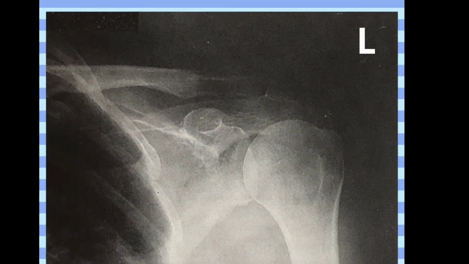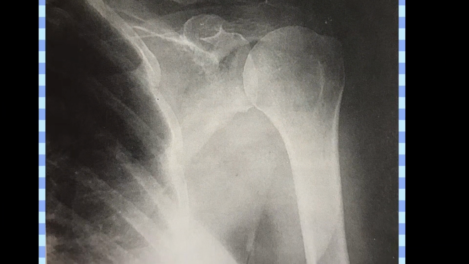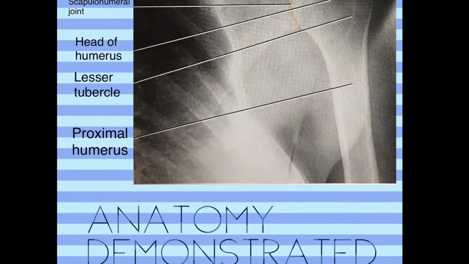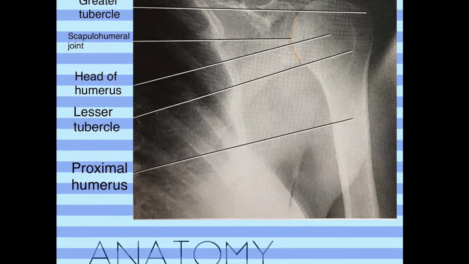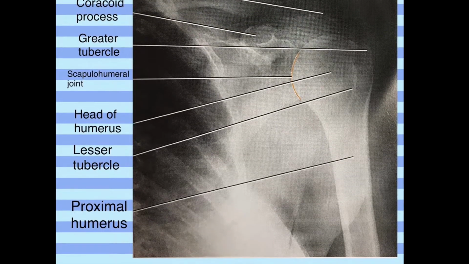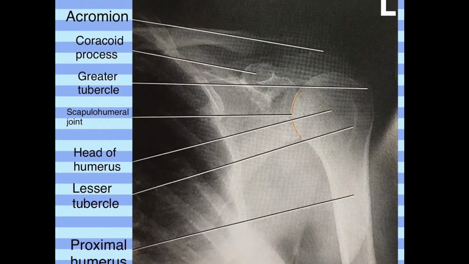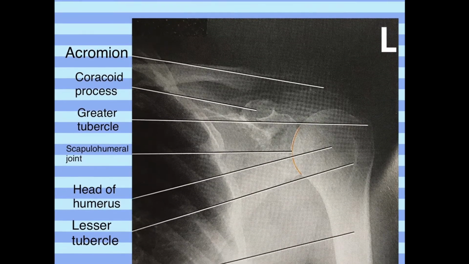The anatomy demonstrated for an external projection of the shoulder is the proximal humerus and lateral 2/3 of the clavicle and upper scapula. The greater tubercle is visualized in full profile on the lateral aspect of the proximal humerus. The lesser tubercle is superimposed over the humeral head.